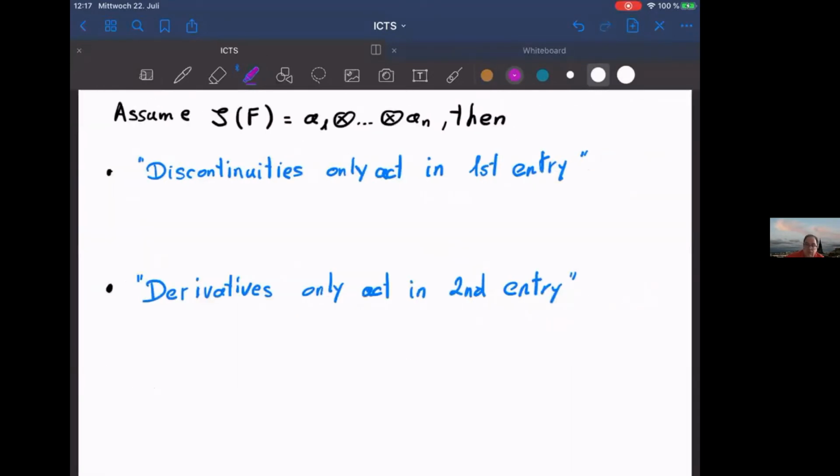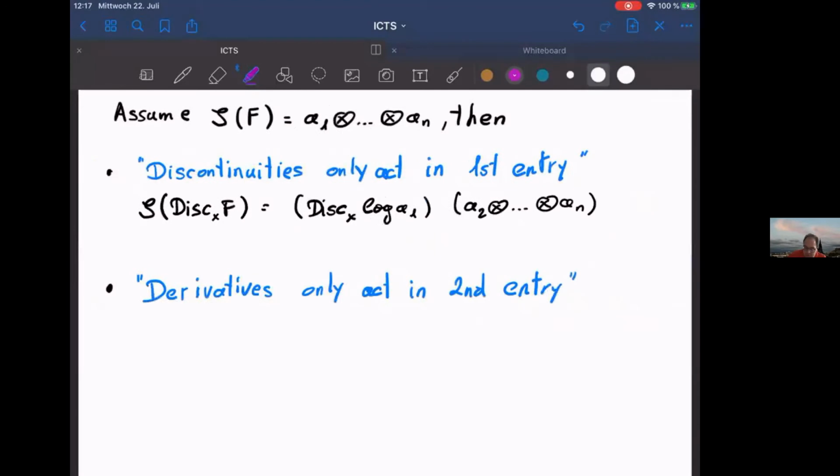So there are two more nice properties. We also said these are just immediate consequences. So imagine you have a symbol S of some function f, which is this. We said that for the coaction, discontinuities only act in the first entry. So the symbol of a discontinuity only acts in the first entry. And now remember that this A1 is actually log A1.